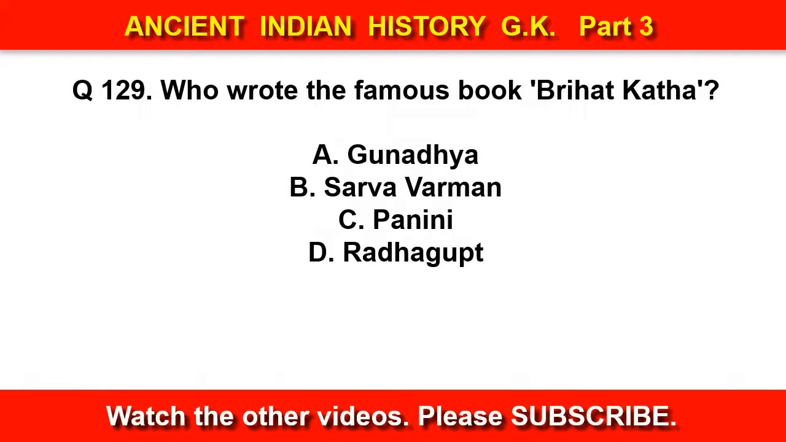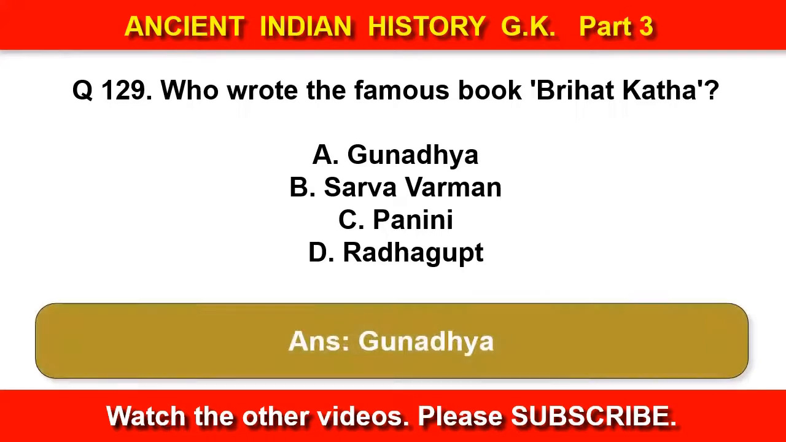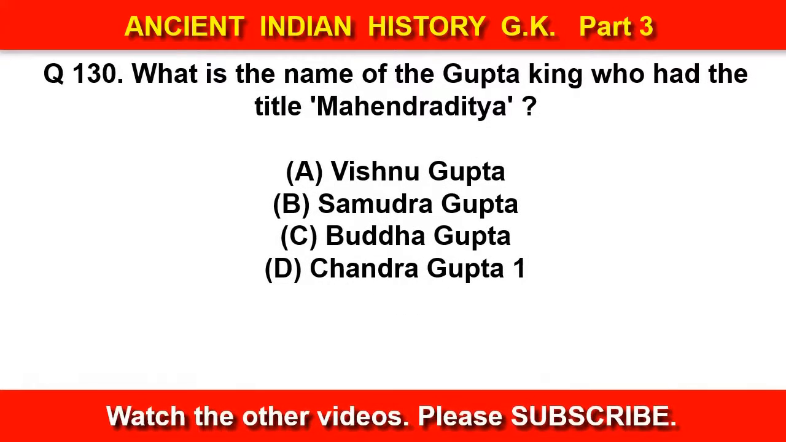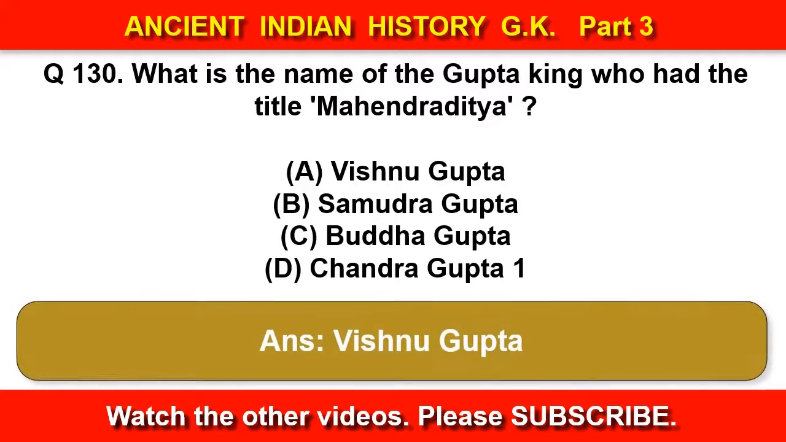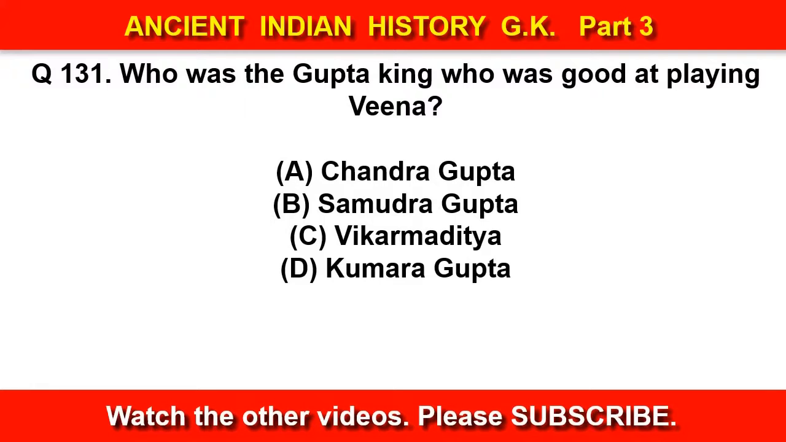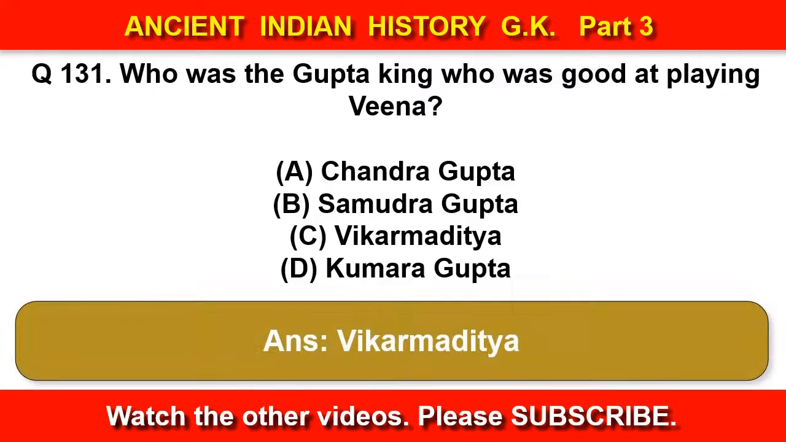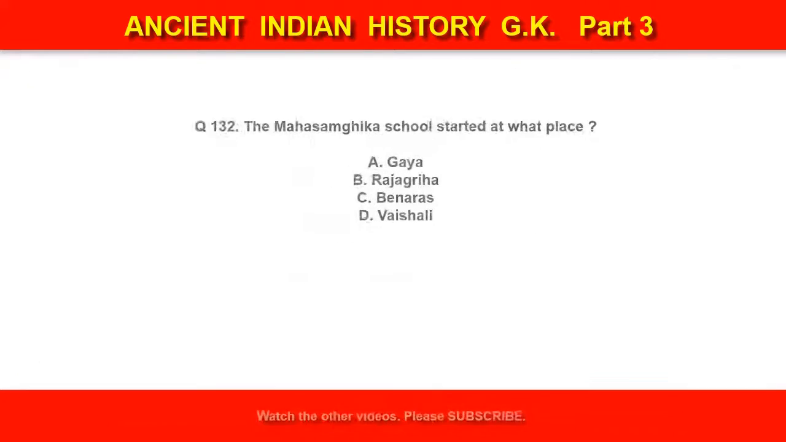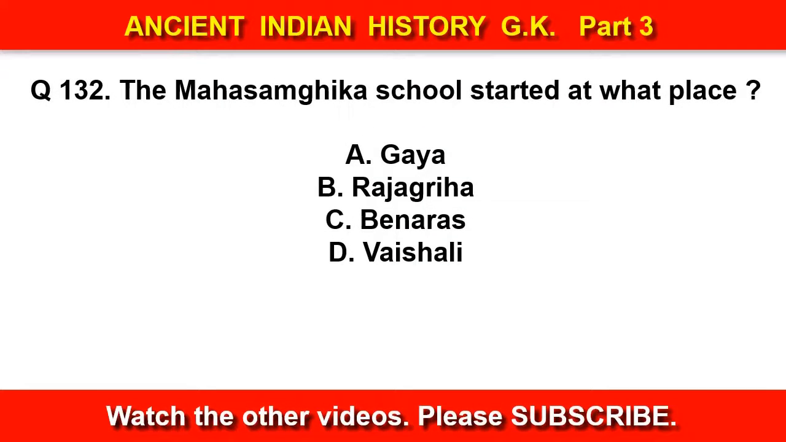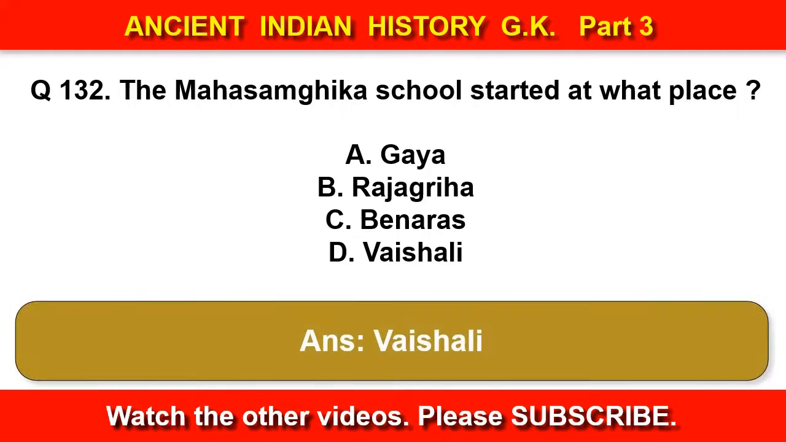Who wrote the famous book Brihat Katha? Gonadhya. What is the name of the Gupta king who had the title Mahendraditya? Vishnu Gupta. Who was the Gupta king who was good at playing Veena? Vikramaditya. The Mahasamghika school started at what place? Vaishali.